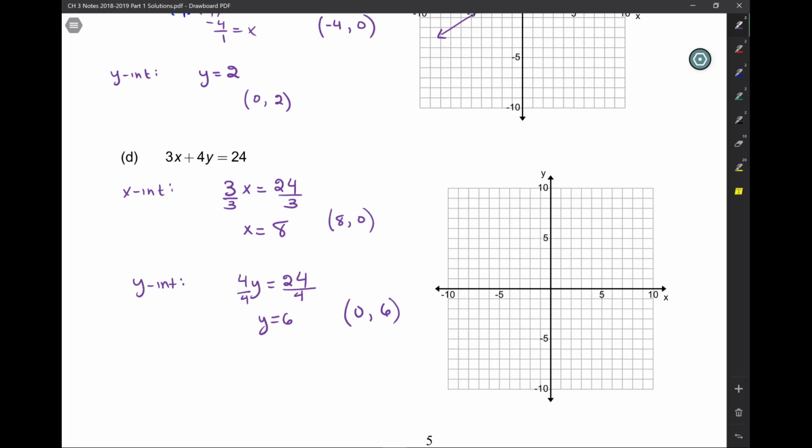If for this one you wrote x-intercept is 0, 6, that's wrong. Because this is the y-intercept, right? You have a number in the y spot, x comma y, right? This is the y-intercept, this is the x. This is the y-intercept. This is the x-intercept.